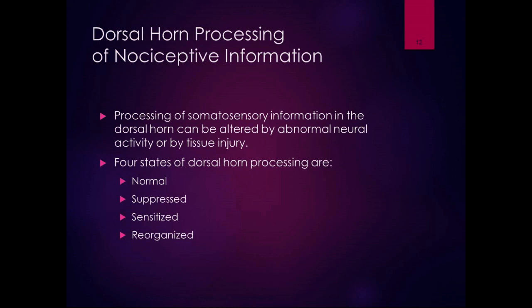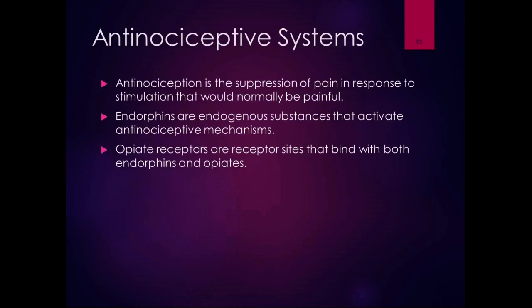So that's reorganized. When we talked about, in the neuroplasticity chapter, the reorganization of the neurons after an injury, that can actually end up causing you pain problems, because neurons that weren't previously transmitting pain signals can learn to transmit pain signals. So neuroplasticity can be a good thing for learning, but it can also be a bad thing for reorganizing the nervous system to preferentially process pain. Not good. So anti-nociception is the suppression of pain in response to stimulation that would normally be painful.